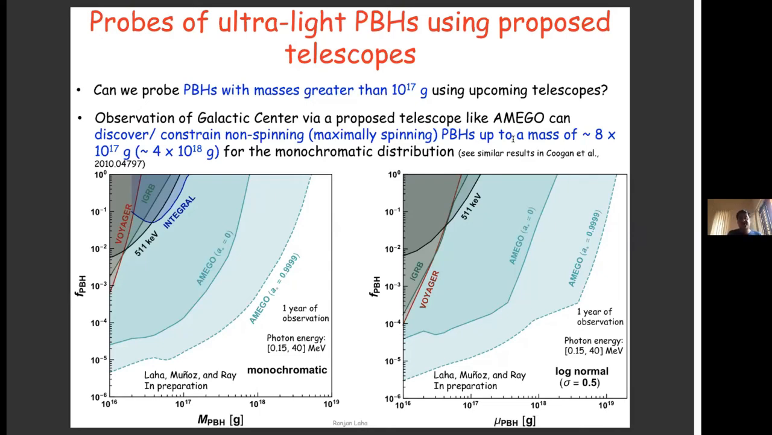So for non-spinning primordial black holes, we can constrain masses up to 8 times 10 power 17 grams. So this is the interpretation, and look out for the paper. Again, I must say that there's also a similar paper on this topic by Raghavan et al., which tried to study the same thing for various different telescopes.